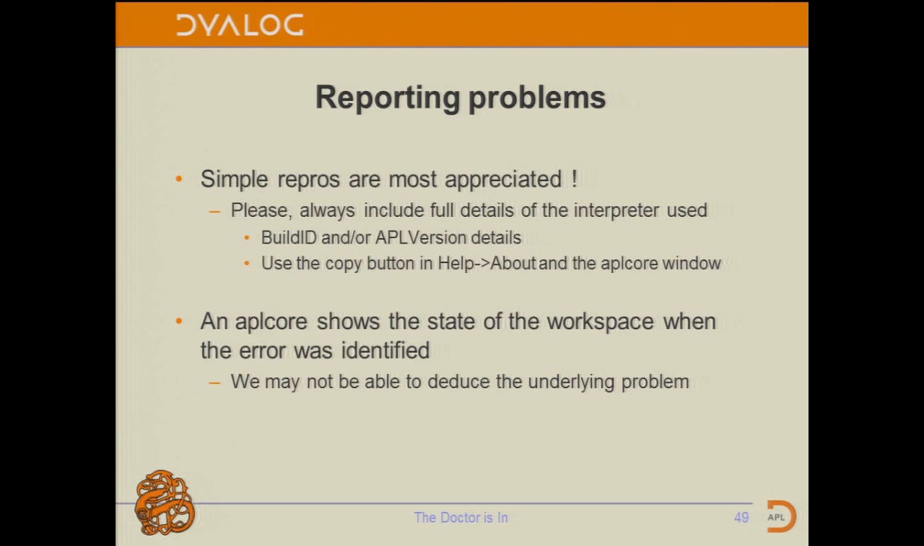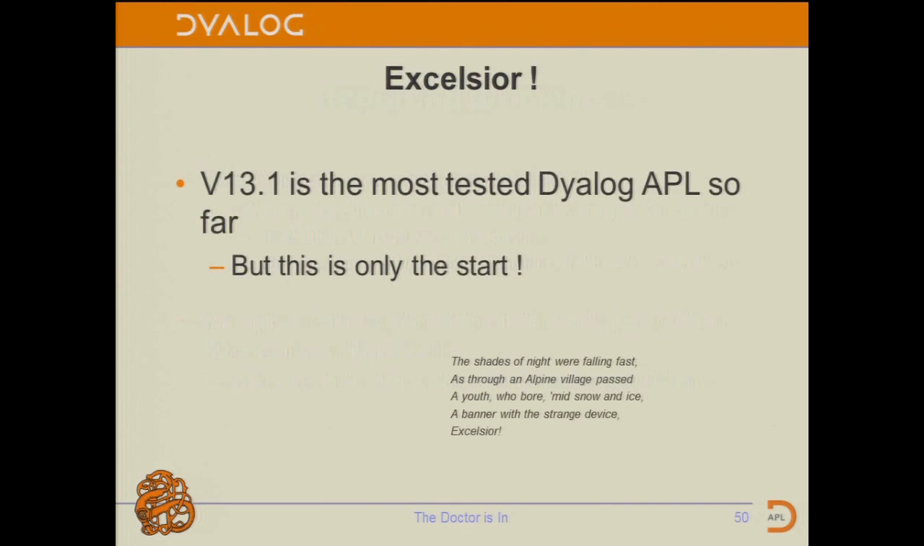If you get an APL core and a syserror, click on the copy button on the syserror message box, and it will copy the contents into the clipboard, so you can merely paste it into an email to us. An APL core shows us the state of the workspace when the interpreter identified that something had gone wrong. We will do our best to deduce what the problem was. We don't guarantee we'll be able to work it out.